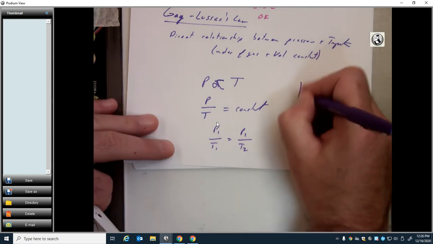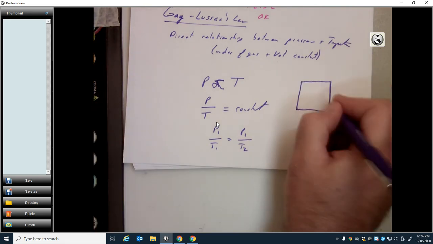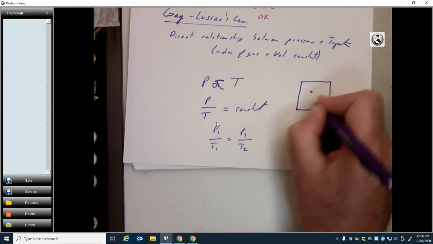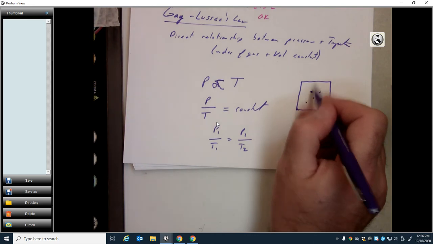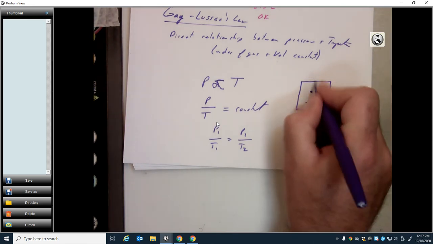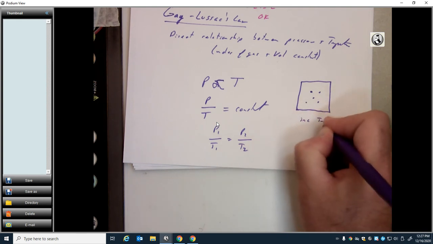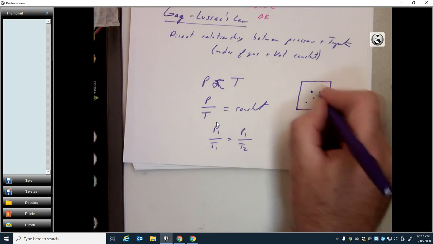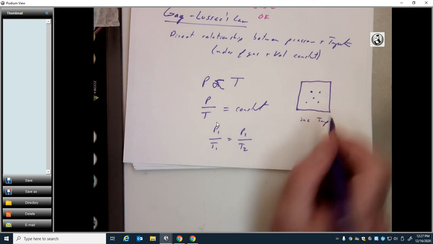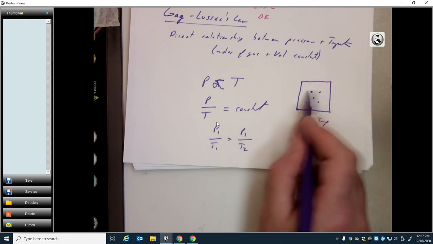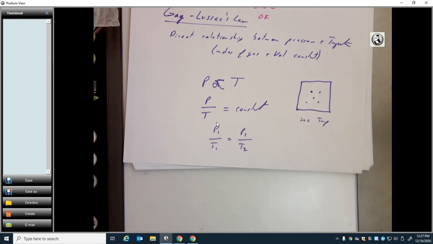Now that makes sense. Let's say we have a constant volume container. Let's say that we have 1, 2, 3, 4, 5 gas molecules in there. These are producing a pressure. Every time they hit the wall, they're going to produce a pressure. If we increase our temp, these particles are going to move faster. If they're moving faster, they're going to hit the side of the container walls more often. If they're hitting the container walls more often, they're going to produce a higher pressure.